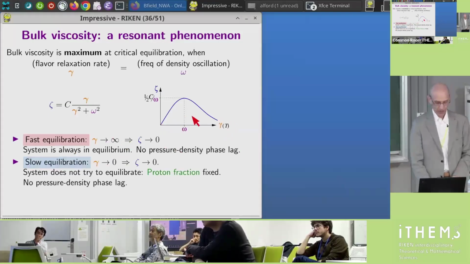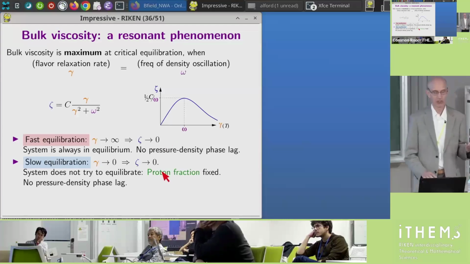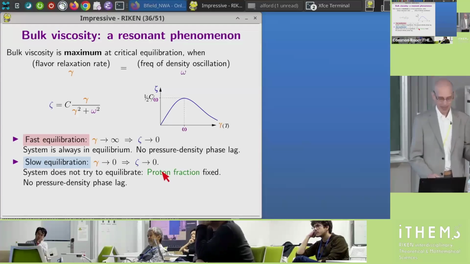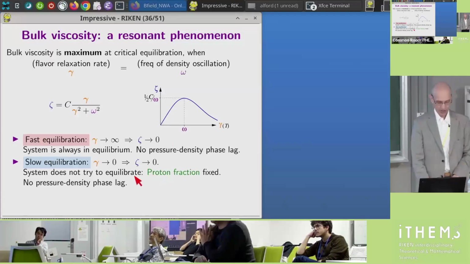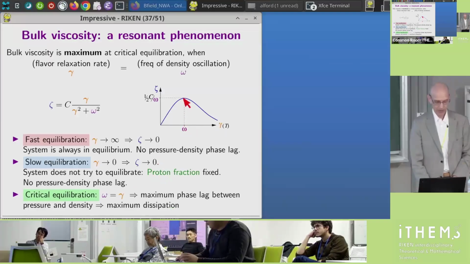At low temperatures, down here, where the relaxation is slow, again, the bulk viscosity is small because the system isn't even trying to equilibrate. Basically, we've just got another conserved quantity, proton fraction, or proton number. And it's just another conserved quantity to keep track of, and there's no phase lag going on. It's this point here where the relaxation rate matches the applied oscillation frequency that you get this maximum in the bulk viscosity, and this formula reflects that.